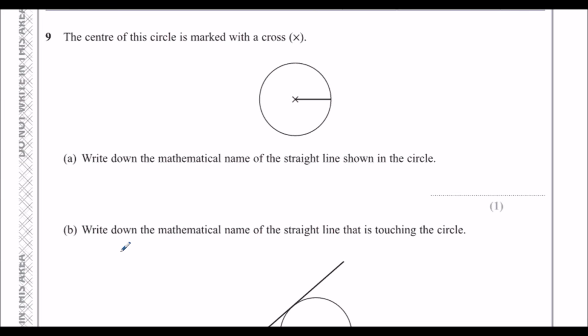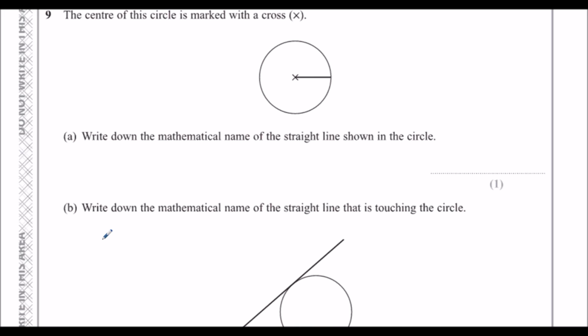Okay, question 9. So we've got a circle. The center of the circle is marked with a cross. We can see that. Part A, write down the mathematical name for the straight line shown in the circle. So this line here, the line that joins the center up with the circumference, is called a radius.